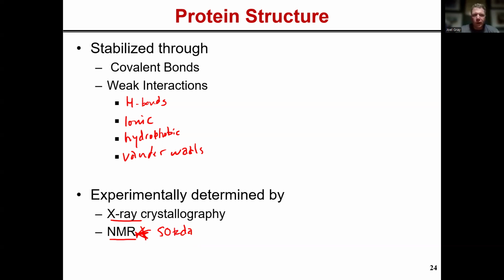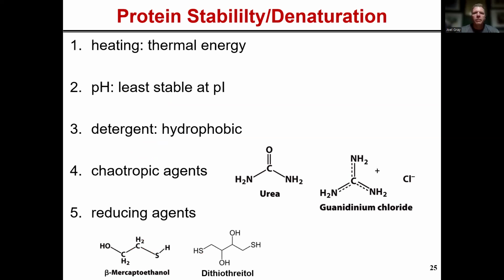And then a third way that's a little bit less common, just because you have to deal with an extremely large protein, is known as cryo-EM, cryo-electron microscopy. With cryo-EM, your proteins have to be very, very large. A protein complex is what you're visualizing with this.